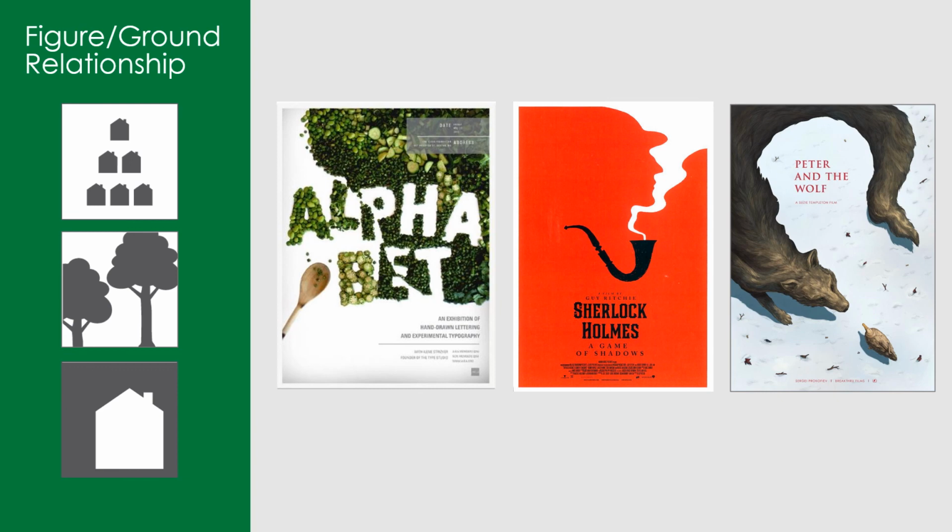Makes for fun, interesting compositions. And now that you know what you're looking for, Peter and the Wolf, you might see that there's a figure of a wolf, but then there's also a silhouette of Peter's face in the snow around the wolf, right? So behind the words Peter and the Wolf, that white shape is not only ground, but it's also the figure of the boy's silhouette. Fun, right? So fun. Okay, so figure ground.